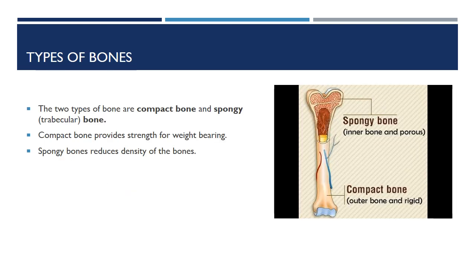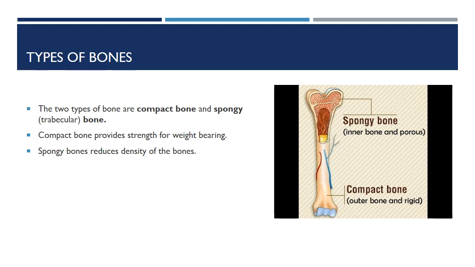Let's talk about the types of bones. We have two types of bones, compact bone and spongy bone. Spongy bone is otherwise called the trabecular bone. So in this picture you can see compact bone and spongy bone. Compact bone is the outer bone and it is rigid. Spongy bone is the inner bone and it is porous. So they are distinguished by the relative amount of solid matter and by the number and size of the spaces they contain.